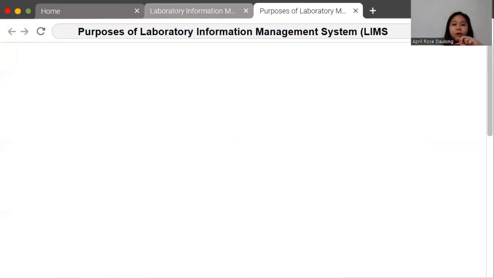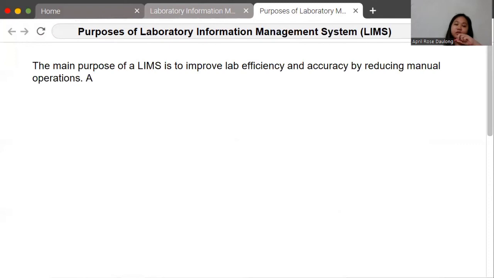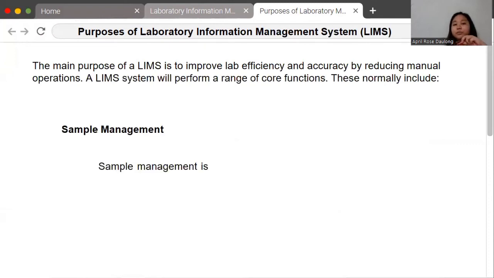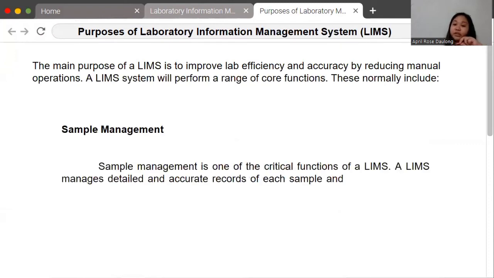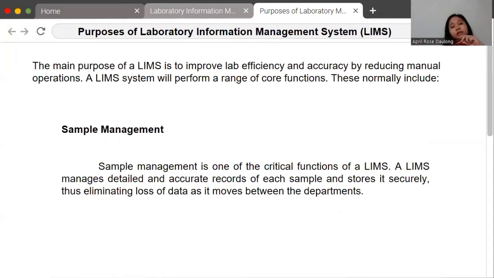So next, let's talk about the purpose of the Laboratory Information Management System, or the LIMS. The main purpose of LIMS is to improve lab efficiency and accuracy, as I mentioned a while ago, in three main ways, by reducing manual operations. A LIMS system will perform a range of core functions.